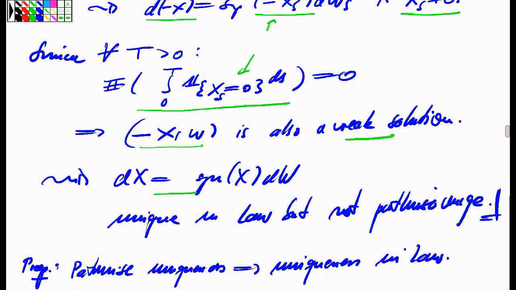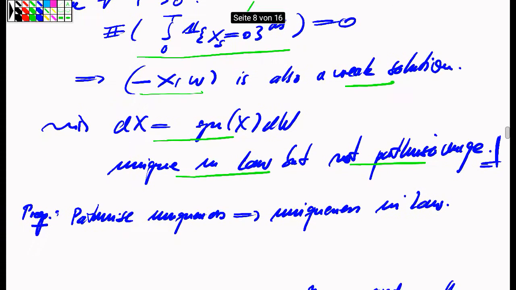So we conclude this example by collecting what we have understood. This equation here is unique in law, but it has no pathwise uniqueness property. And as a remark, which is a little exercise, of course, it holds that pathwise uniqueness implies uniqueness in law. So asking for pathwise uniqueness is really more.